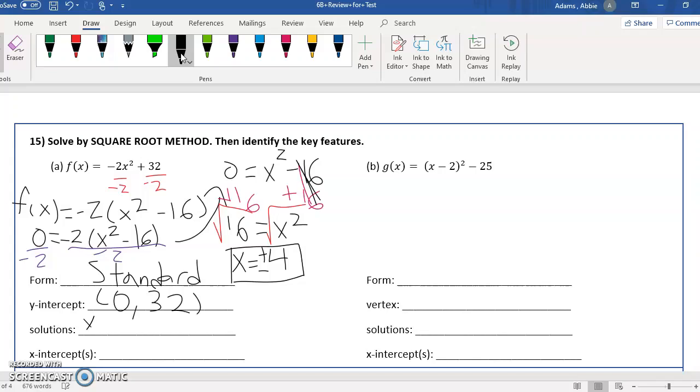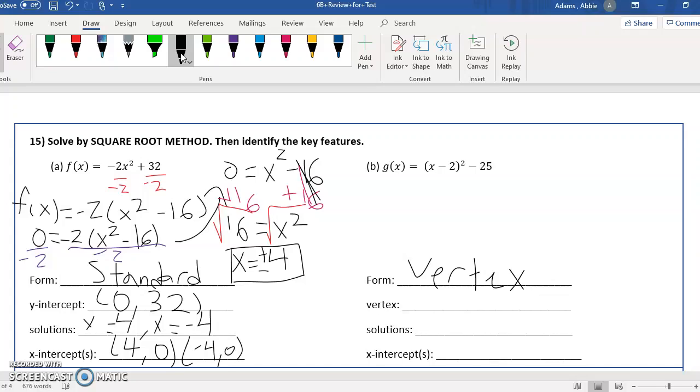So your solutions are x equals 4 and x equals negative 4. And if I write those in intercept form, I'm going to have (4, 0) and (negative 4, 0). Okay, let's look at example 2, or B. In this case, we have g of x equals (x minus 2) squared minus 25. This is in vertex form. So since it's in vertex form, let's find the vertex.